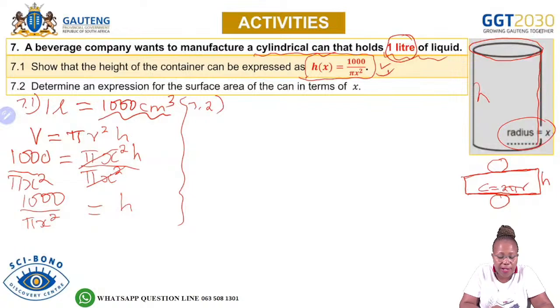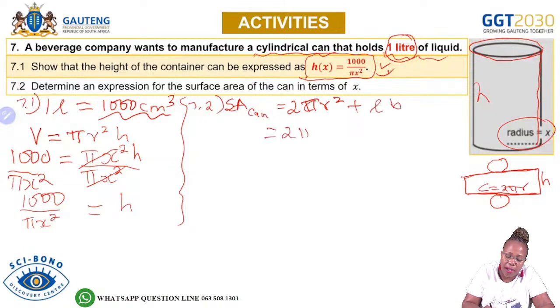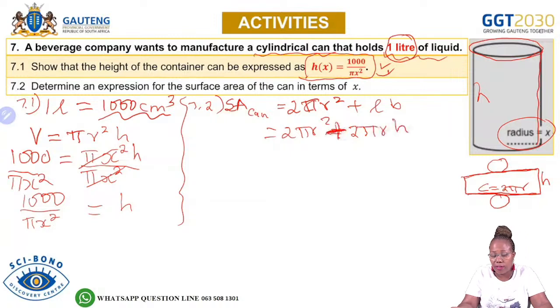So now we need to find the surface area of this. When you look at the surface area of this can now, it contains 2 areas of a circle, and the area of a circle is pi r squared, plus the area of a rectangle, which is length by breadth. So that is 2 pi r squared for the 2 circles, and the length of the rectangle in the middle there is 2 pi r, taking the circumference, plus 2 pi r for the circumference multiplied by the height of the container.